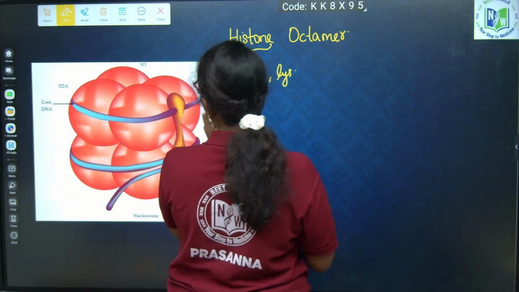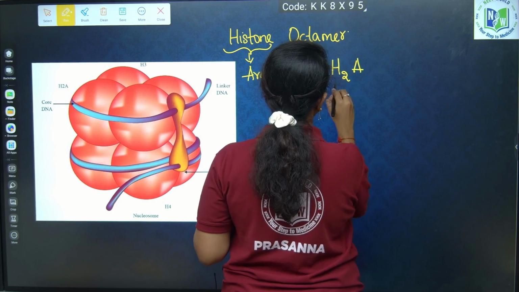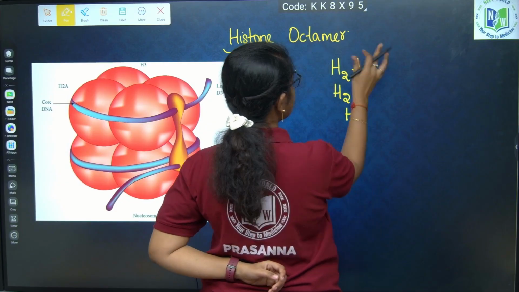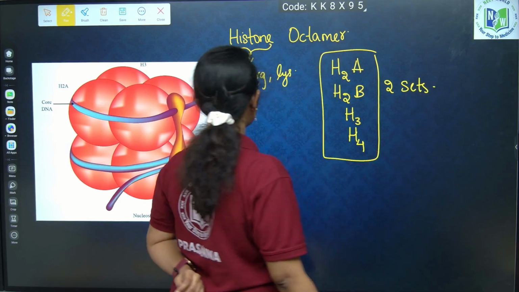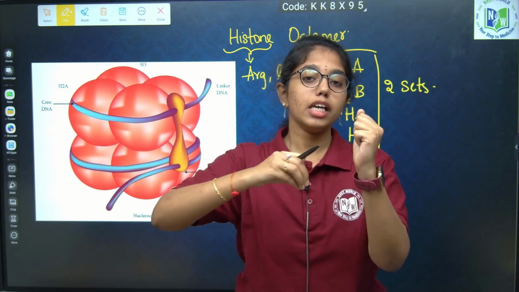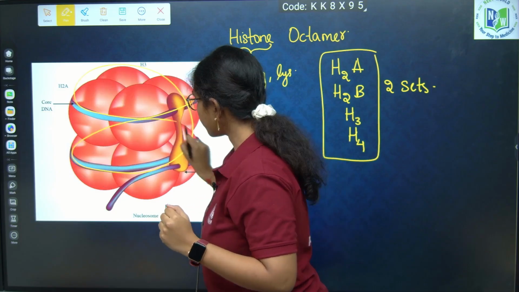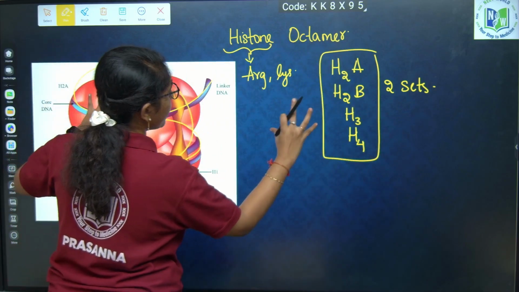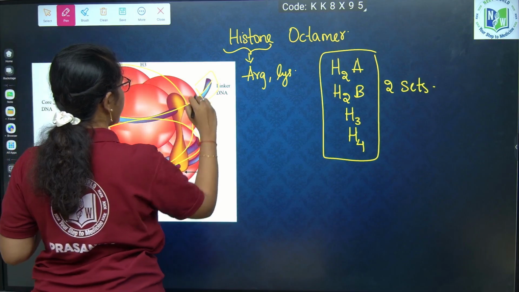Now, histone has 4 types of histone proteins. What are they? H2A, H2B, H3 and H4. 2 sets of these will form the histone octamer. To this histone octamer, the negatively charged DNA is coiled or wired in this form. In this form it is coiled, and between one histone octamer and the other histone octamer, linker DNA is present.